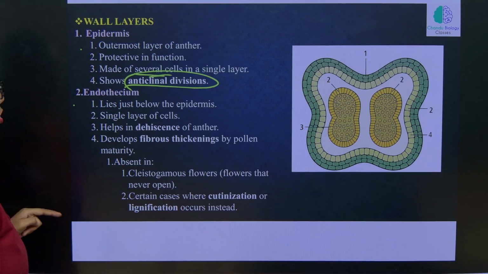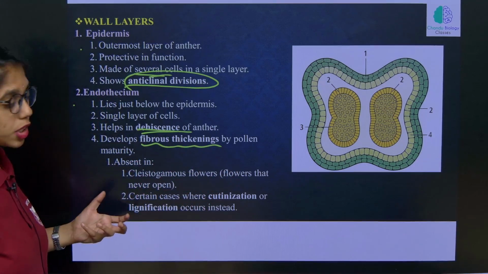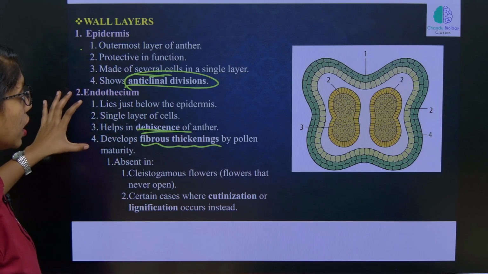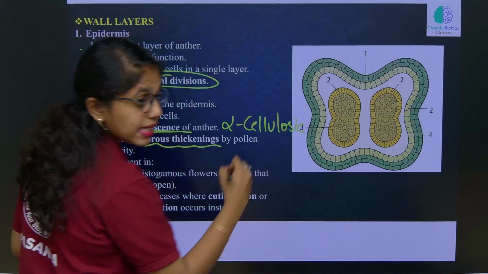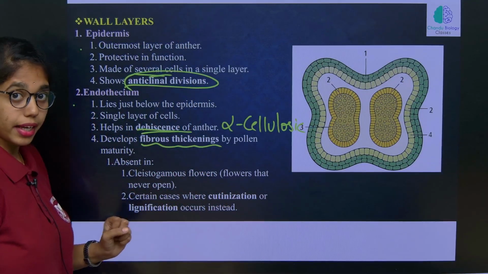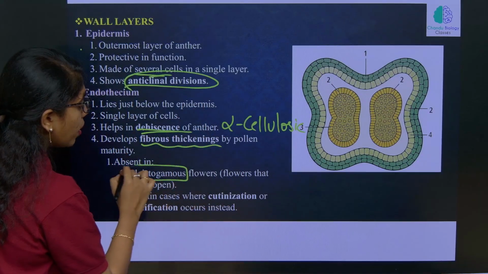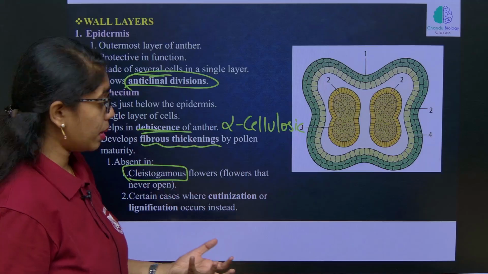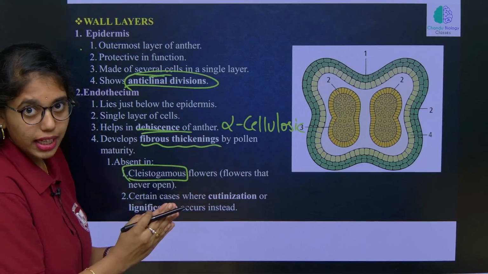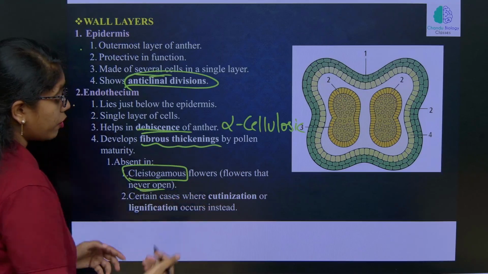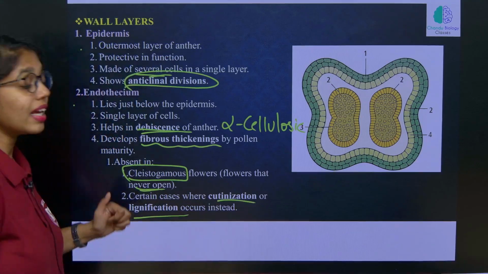And endothecium, if you see, helps in dehiscence of the anther and develops fibrous thickenings. These endothecium fibrous thickenings are usually alpha cellulosic fibrous thickenings, and they are usually absent in those flowers which are completely closed till fertilization, like cleistogamous flowers observed in Viola, common pansy, where bud pollination is clearly seen. Flowers will never open at all, and in certain cases cutinization and lignification can be seen.